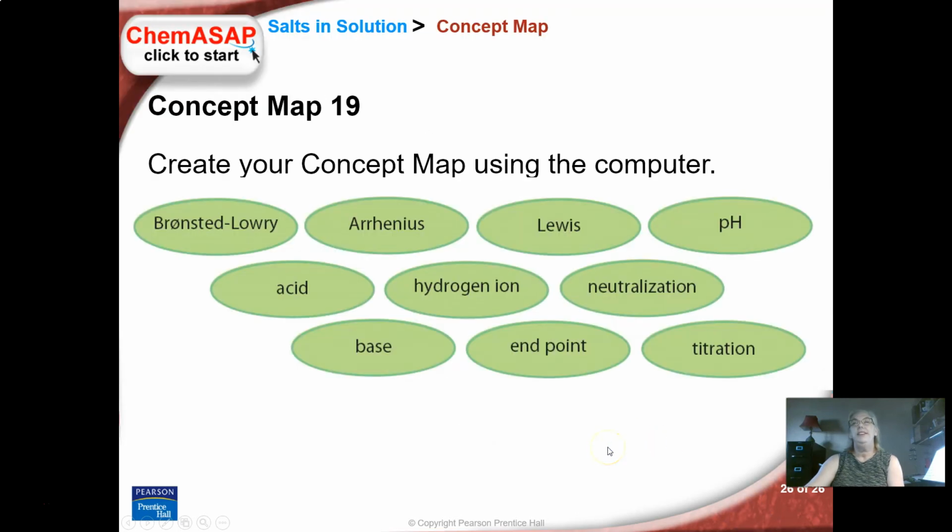And we're done with this. So this is knowing what buffers are. I think you just need to know conceptually what they are, and then maybe one simple example might show up on a quiz or a test.